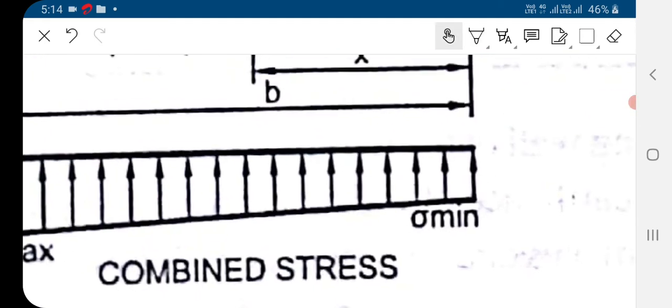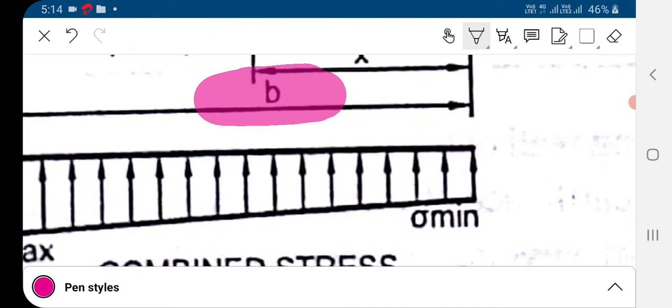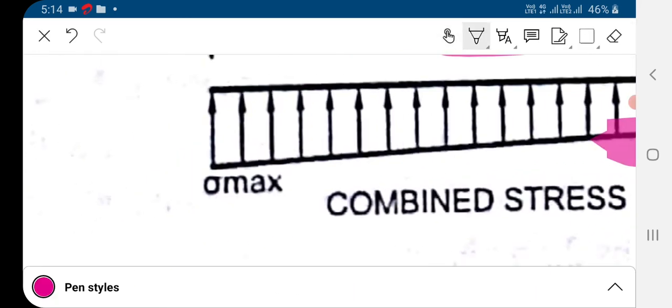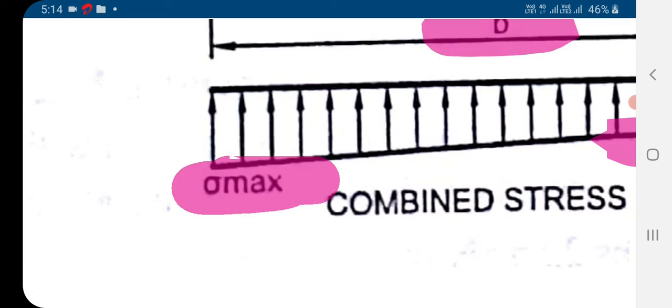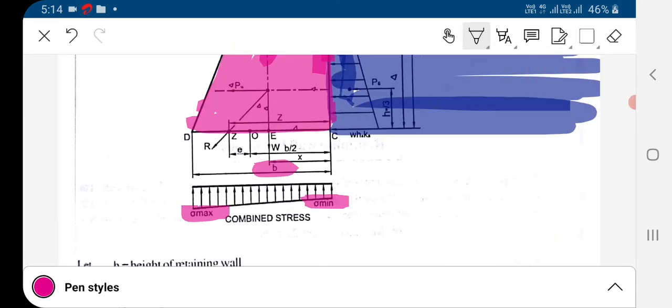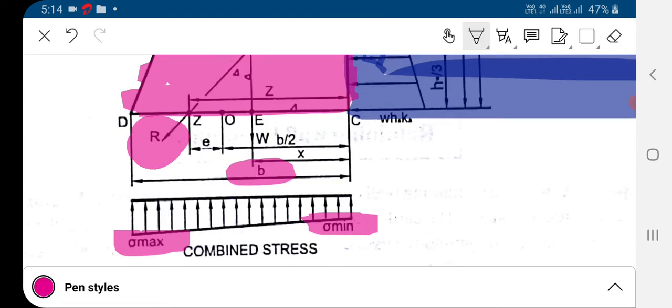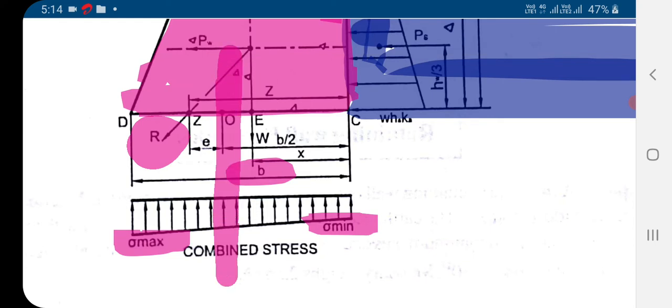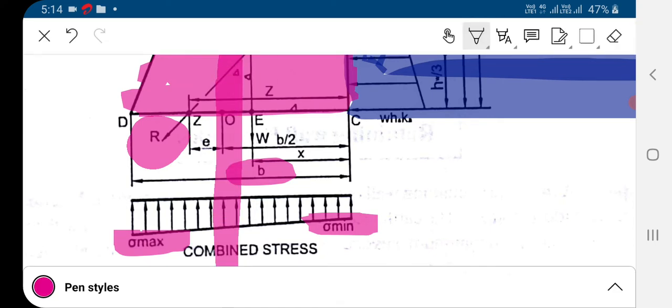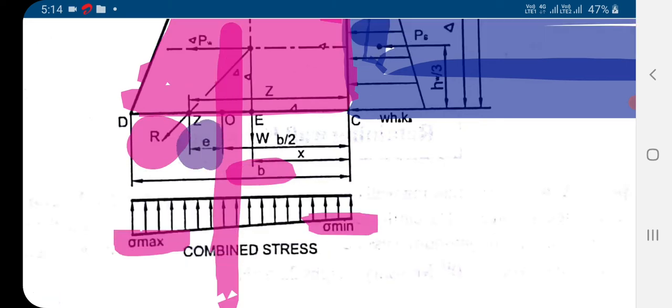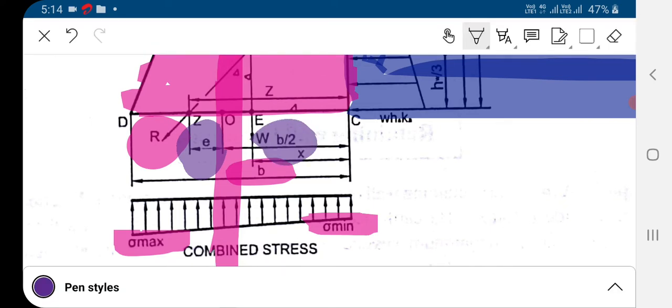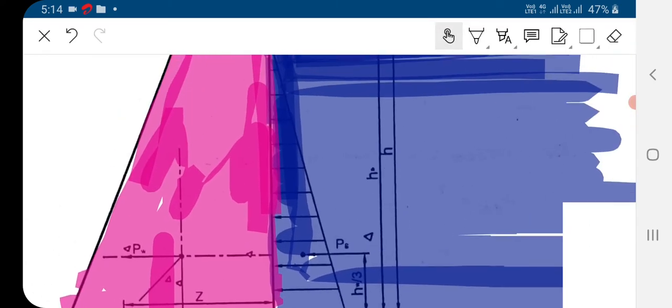This is the base width for the dam. Here it is the minimum pressure, here it is the maximum pressure. These are the diagrams for the combined stresses. Now the resultant force R is acting at this point. Here the CG line is over here, so this distance is known as the eccentricity E. Here it is B by 2, half the width. Okay, so keep that in your mind.